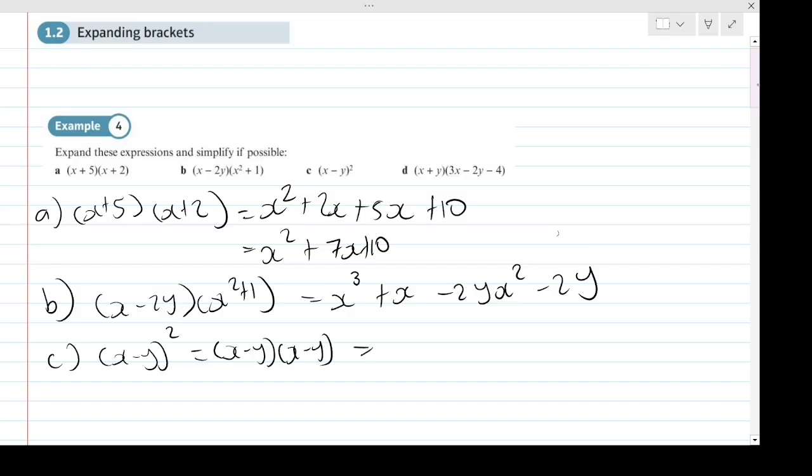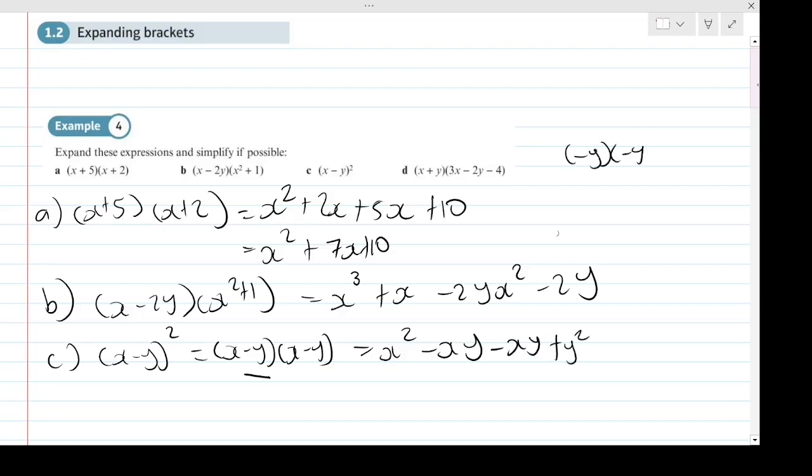So start with the x in the first bracket, and then I'm going to times it by every term in the second. So that's going to be x times x, which is x squared, x times minus y, that'd be minus xy. And then I've got the minus y term in the second, so we're going to multiply by the other bracket again. So minus y times x, that'd be minus xy. And then minus y times minus y, that's going to be plus y squared, okay?